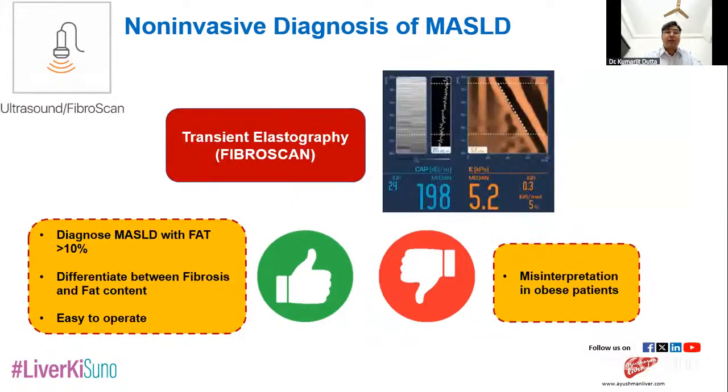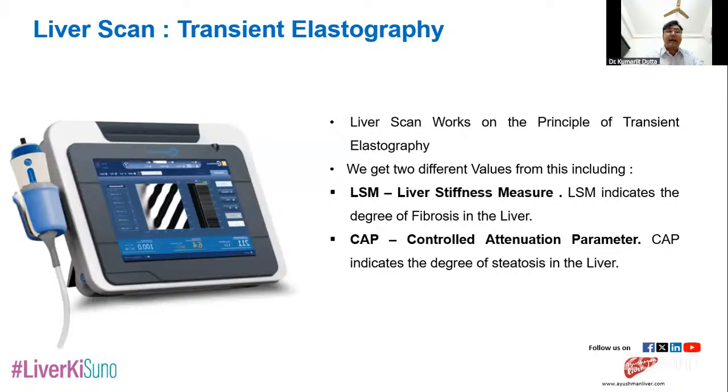And there is some misinterpretation in obese patients also, but the fibroscan works on the principle of transient elastography. It has two values, one is liver stiffness and another is controlled attenuation parameter, CAP. Liver stiffness indicates the degree of fibrosis in the liver, but the controlled attenuation parameter indicates the degree of steatosis or fat accumulation in the liver. Next slide.